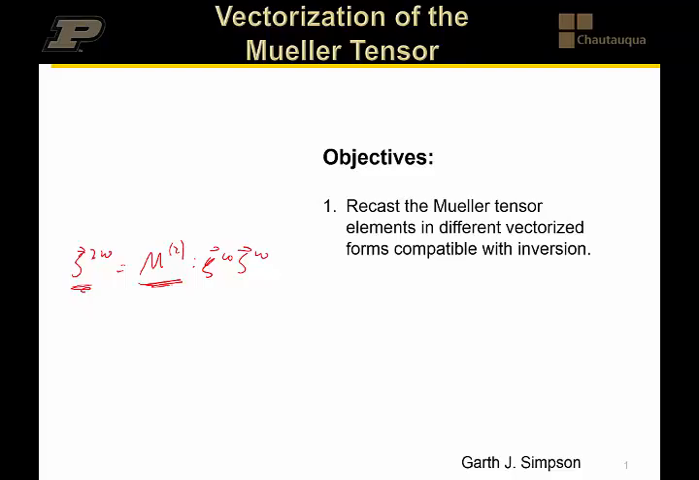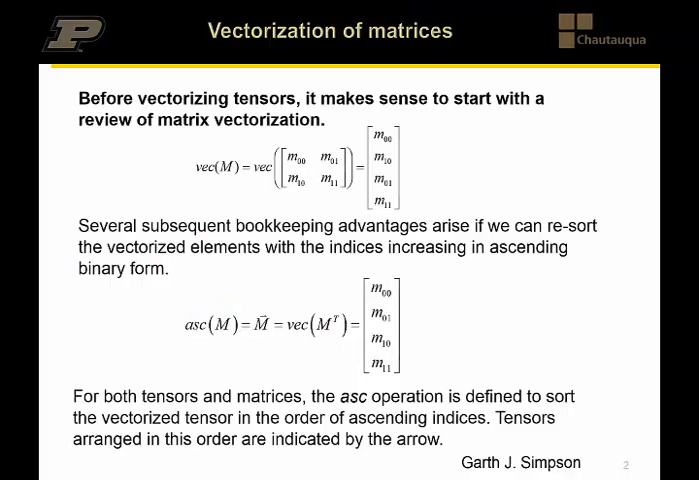So the topic of this little snippet is vectorization of the Mueller tensor. So we'll turn this into something where the M can be pulled out in a vectorized form and then solve for it using linear algebra. And I'll start, before going into vectorization of tensors, briefly reviewing vectorization of matrices, because that will serve as the foundation. So for vectorization of a matrix, the vec operator is well established, and this is the order of the elements that emerge from the vectorization operation.